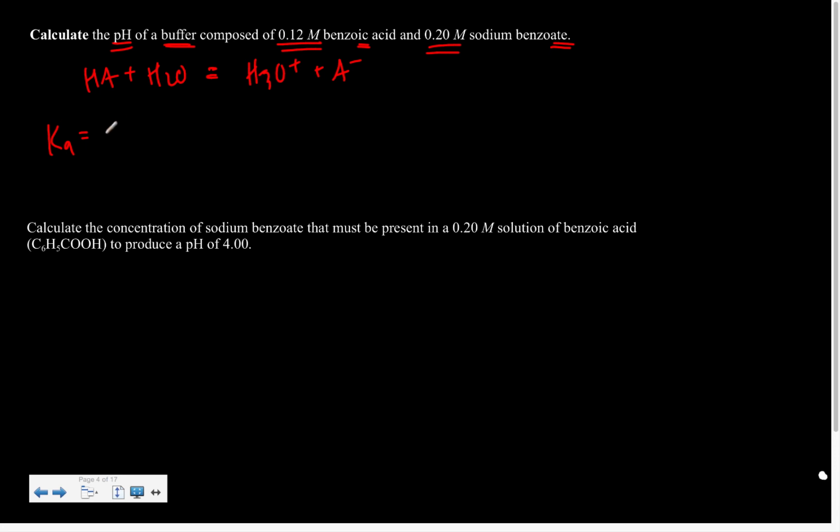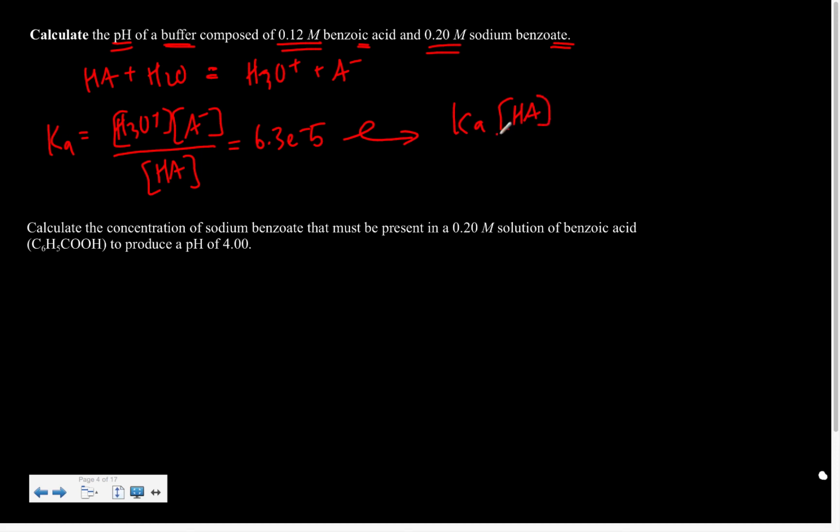And the K value for this happens to be, well, we'll write that down in a second. We have our H3O+ times A minus over HA, and this is going to equal 6.3 times 10 to the negative fifth. So we have all of that, and I want to calculate the pH of this system. I think when we're talking about a buffer, it's easiest to rearrange this, like we talked about on the previous page, where I have Ka times HA over A minus is equal to my H3O+.